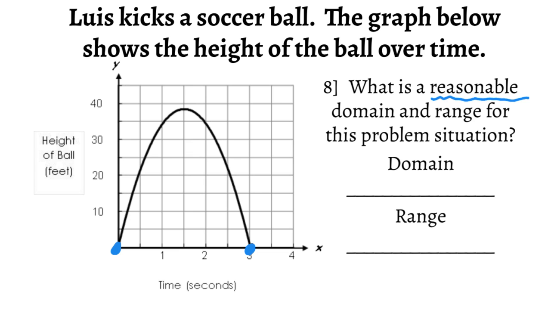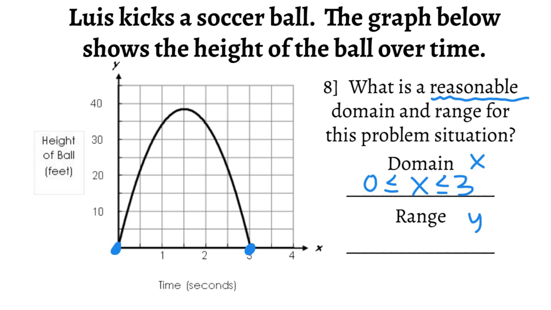Now let's look at the domain. The domain represents the x values. The range represents the y values. So for domain, we're looking at everything on the x-axis between 0 and 3 seconds. And that's what we say. X is between 0 and 3 seconds. The range is the y-axis.